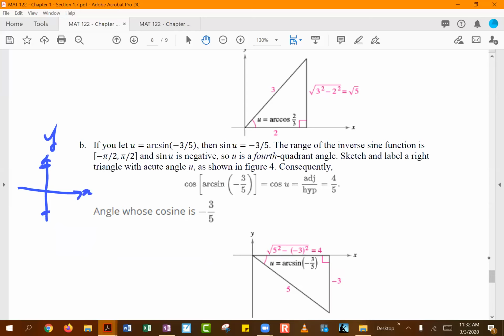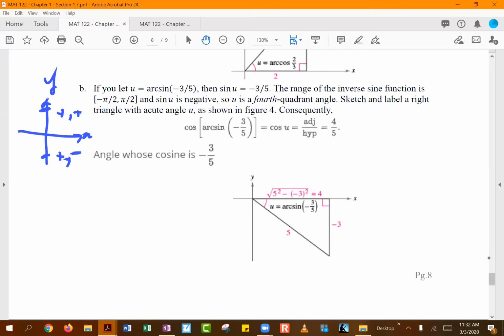Sine is negative. Now we know in the first quadrant, what sign does the sine function have? Positive. And in the fourth quadrant? Negative. So since we know the range of the inverse sine function goes from negative pi halves to positive pi halves, and in the first quadrant functions are both positive, since my sine came out to be negative 3/5, this has to be a quadrant 4 angle. So that's why we are now drawing our triangle in quadrant 4.